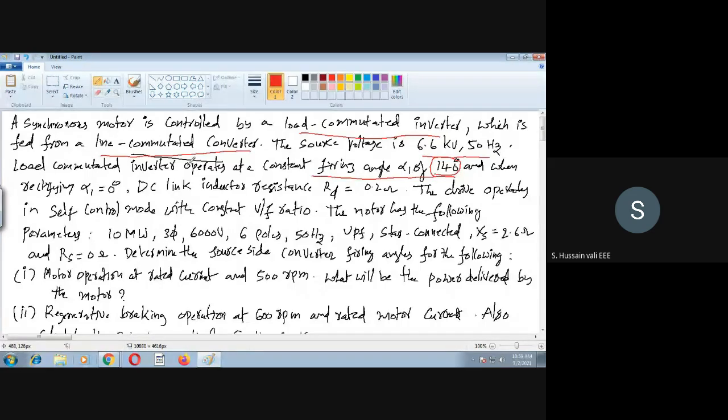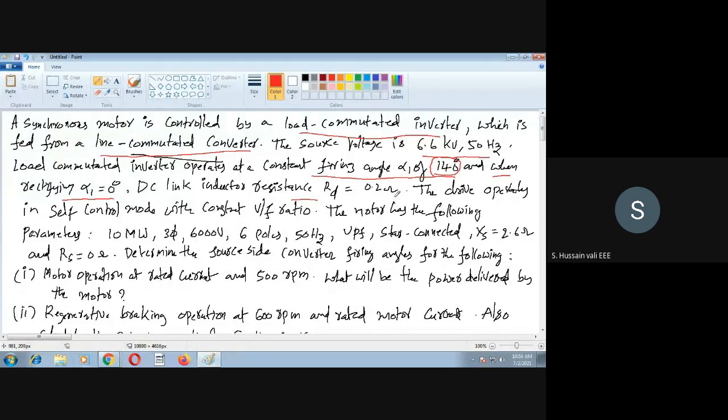So definitely for the converter, it is less than 90. We can say this because we have that relationship from before. It remains constant, and when rectifying, alpha 1 is equal to 0. You have a rectifier and an inverter. The inverter angle he has given: the load commutator inverter operates at a constant firing angle of 140, and when rectifying, alpha 1 is equal to 0. So at that time, the value of alpha is 0.